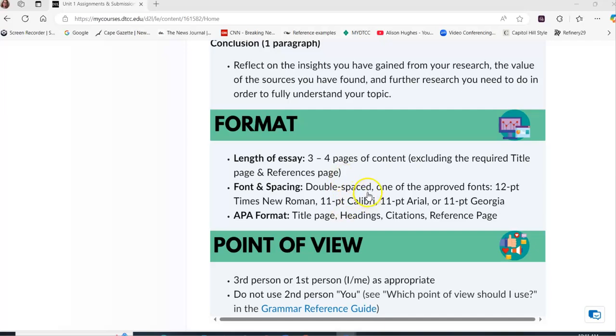Keep in mind, APA does require everything double-spaced. It does have font requirements. And then, of course, title page, headings, citations, references page.